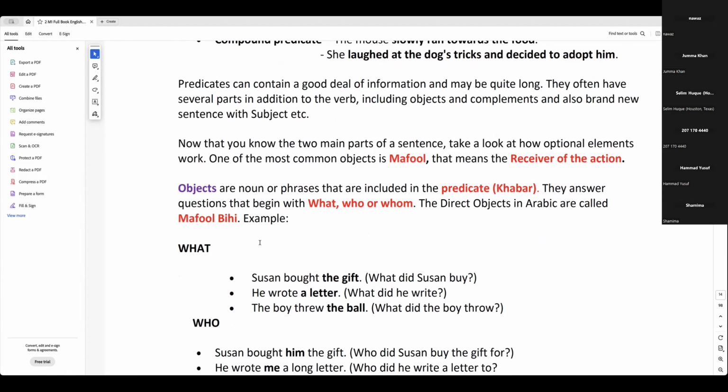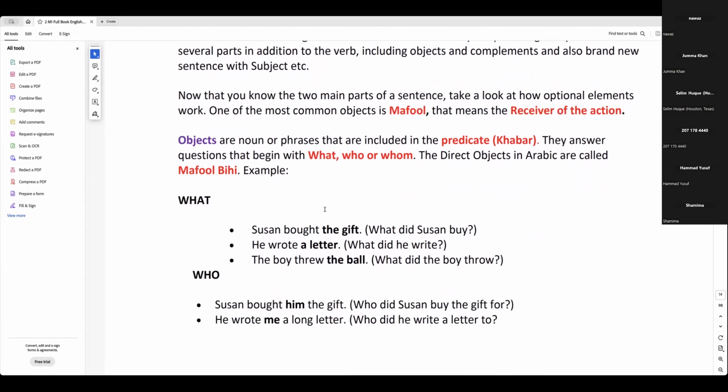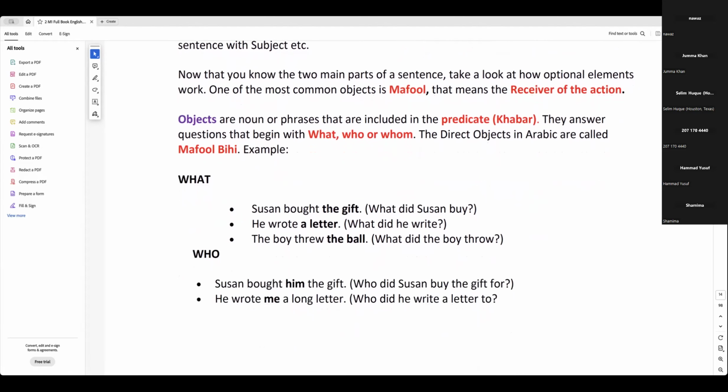Example: Suzanne bought the gift. What did Suzanne buy? The gift. The gift is the direct object, which is maf'ul. Okay? He wrote a letter. What did he write? A letter. So therefore, a letter is maf'ul bihi.